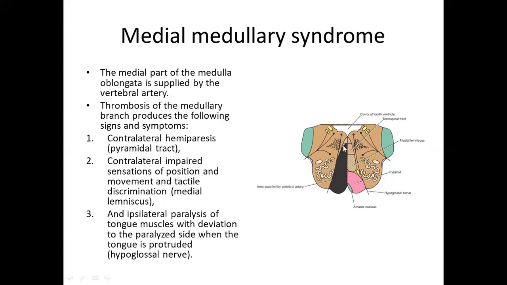Then there is ipsilateral paralysis of the tongue muscles, with deviation to the paralyzed side when the tongue is protruded, because the hypoglossal nerve or the hypoglossal nucleus is involved. The nucleus over here, you can see, is spared. Sometimes it may be involved, but the nerve is mainly involved over here since it comes out from the ventral side of the medulla. So this is the medial medullary syndrome.